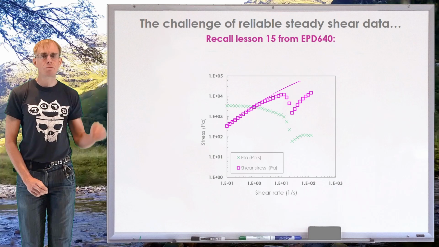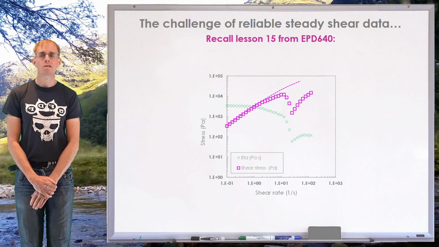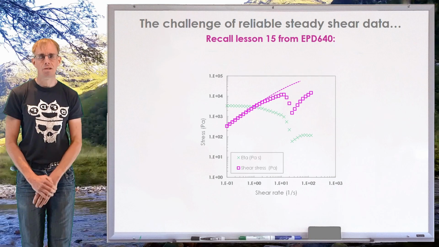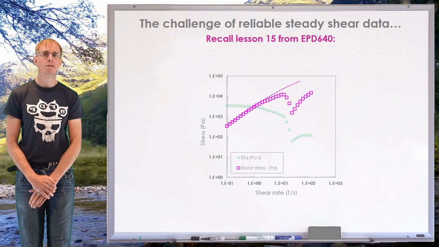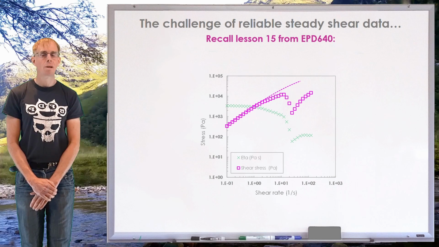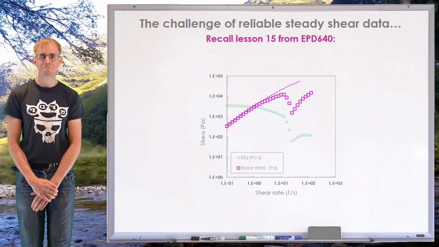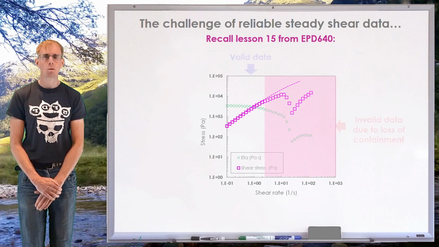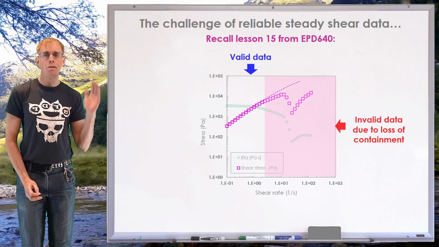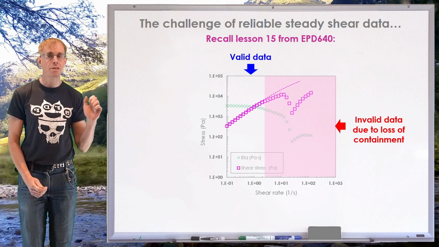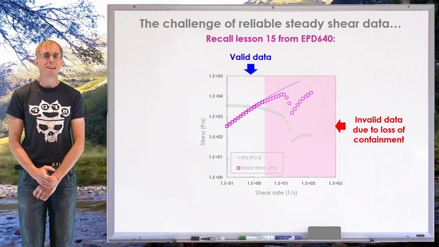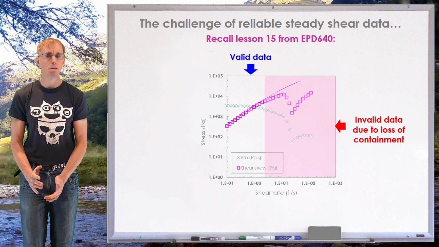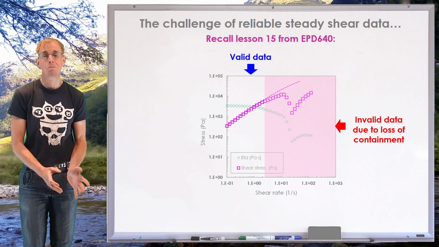Now, in lesson 15 of the rheology course, EPD650, I talked around a graph very similar to this, where we have stress as a function of shear rate, and where we have some rather peculiar behaviour going on. And the crux of the conversation in that course was that there are regions of validity where we can believe the data, and there are regions of invalidity where the data obtained is completely inaccurate because something's happened to the sample within the rheometer.